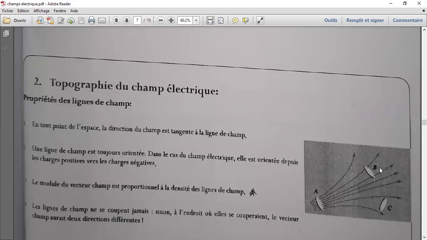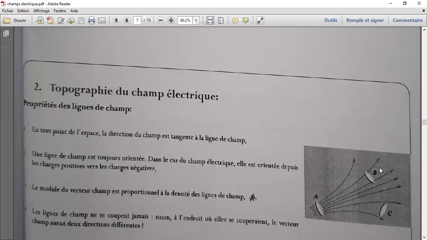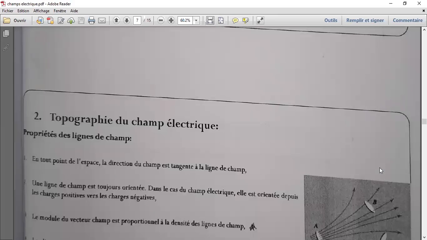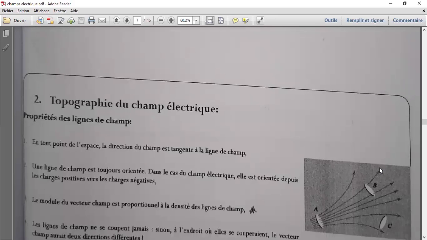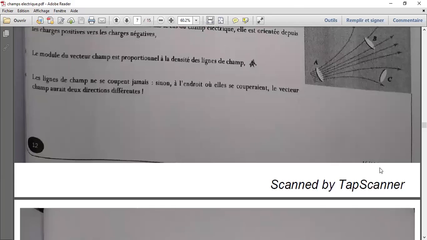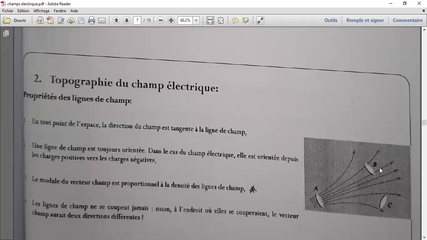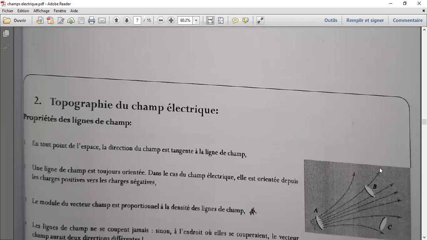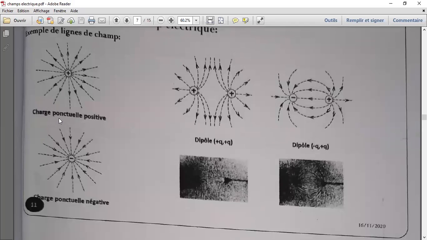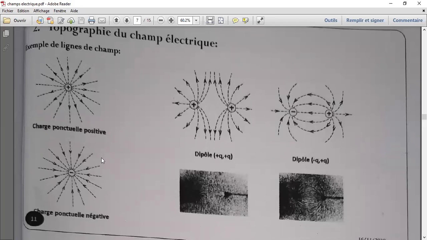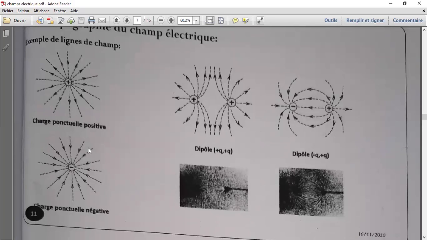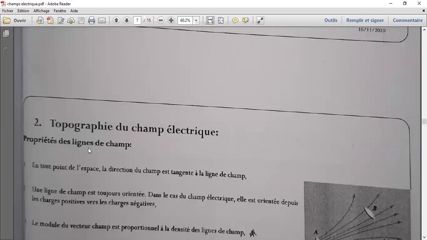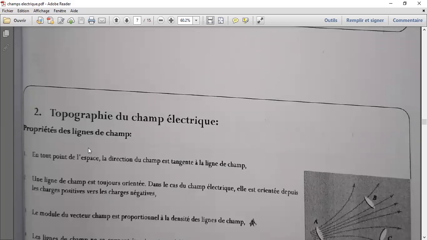So we're still under topography, champ électrique. Here we're just going to summarize it before we go to another one. So the property of the lignes de champ. Under topography, we're looking at these lines, the lignes de champ, what happens with the positive and what happens with the negative. You should know that the positive is outside, the negative is coming inside.